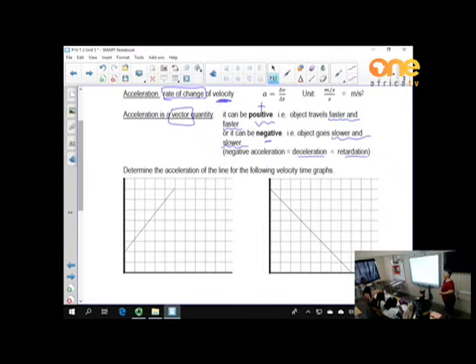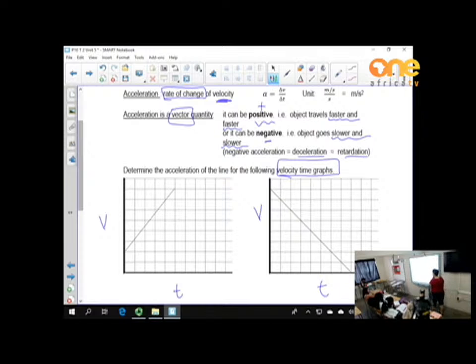A friction is a retarding force. It makes you go slower and slower. Okay, now we have got a velocity time graph there.